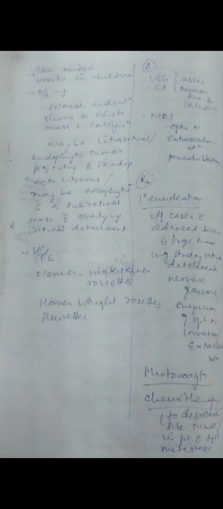On examination, you will see scleral indentation, and you will have a white mass with calcification, maybe an intraretinal endophytic tumor projecting and seeding in the vitreous, and it may have an exophytic growth with a subretinal mass overlying the retinal detachment. Histopathological examination will show Flexner-Wintersteiner rosettes and Homer Wright rosettes.